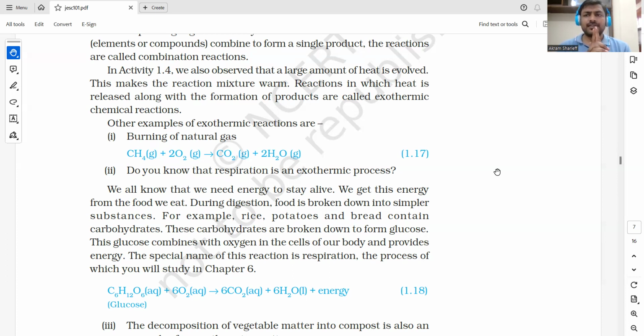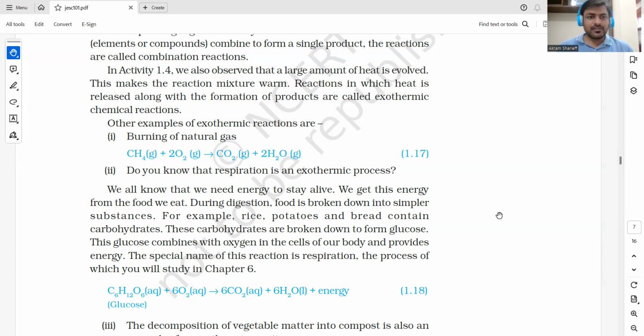Do you feel that respiration is an exothermic reaction? Yes. Why? Because in that, energy or heat is evolved. Heat is a form of energy. What are the other forms of energy? Light, sound. These are other forms of energy.